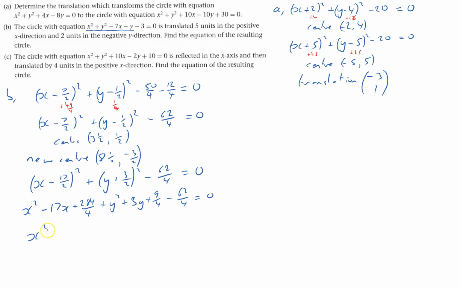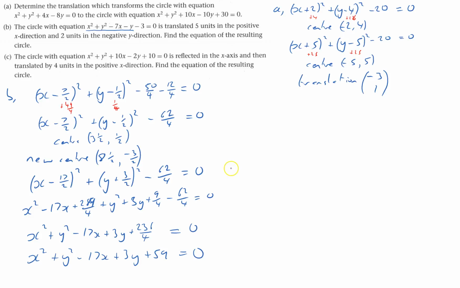So I get x squared plus y squared minus 17x plus 3y, and then I've got to work out 289 plus 9 over 4, so that's 289 plus 9 is 298 over 4, so it's going to be plus 298, take away 62 will be 236 over 4 equals 0, and 236 over 4 is 59, so the answer I get is x squared plus y squared minus 17x plus 3y plus 59 equals 0.